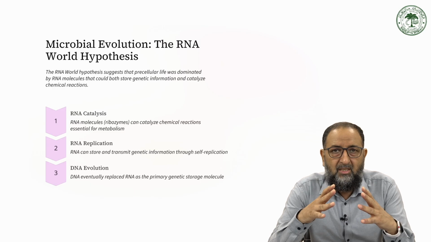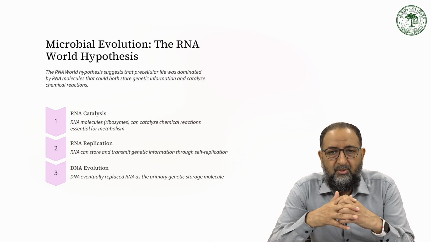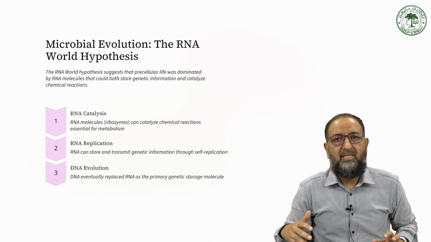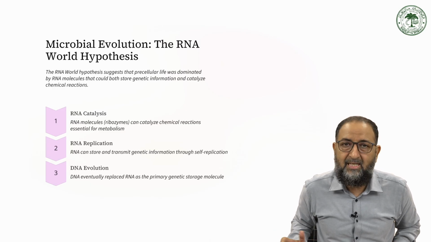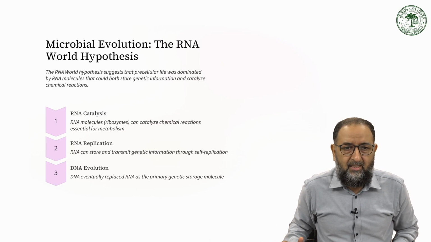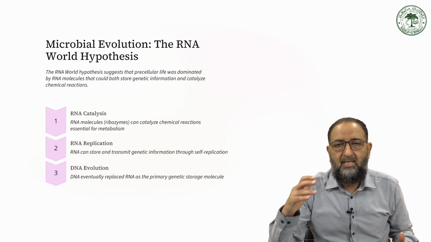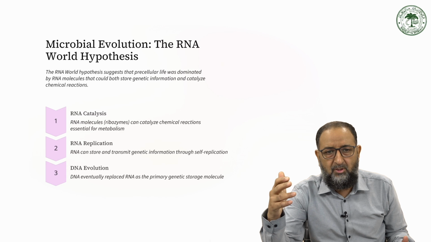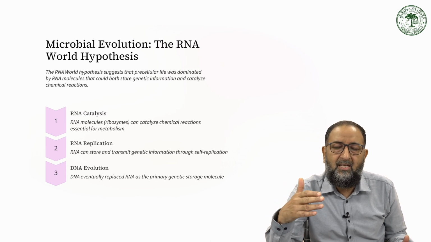We are talking about the bacterial genome, which has DNA as a genome, but they have RNA molecules also that could both store genetic information and catalyze chemical reactions. So it means there's certain RNA genes which can also be involved in metabolic processes. RNA catalysis: RNA molecules like ribozymes can catalyze reactions essential for metabolism, right? We call them ribozymes. Ribozymes are the only enzymes which can have RNA as a component. They are non-proteinaceous enzymes.